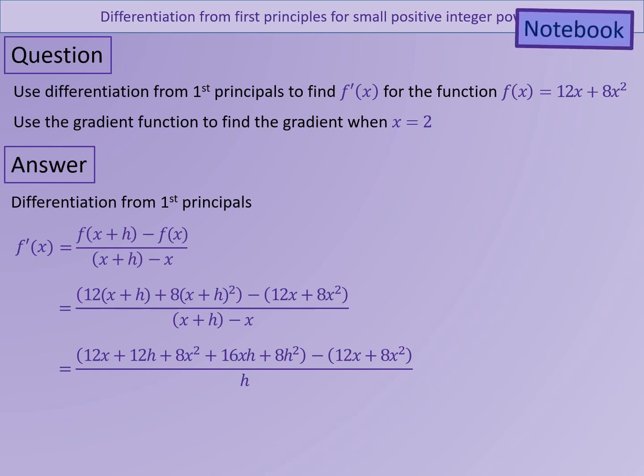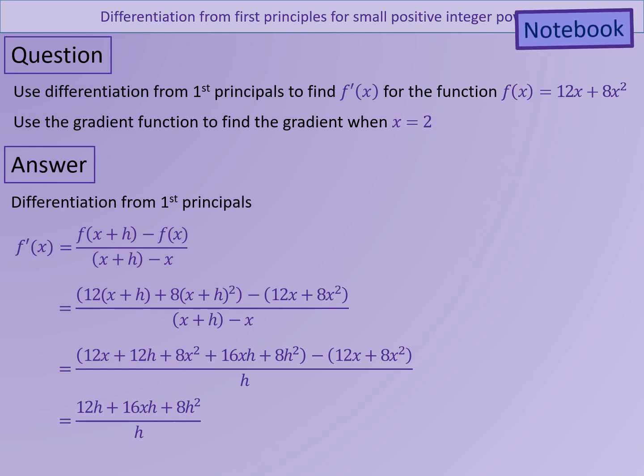And I can simplify that numerator because I know what's going to happen, because I know the rule. Anything that does not involve an h is hopefully going to cancel, and I can see that that's going to happen here. The 12x minus the 12x is going to cancel, and the 8x squared minus the 8x squared is also going to cancel, leaving me with this. So that's nice. That's exactly what I was expecting to happen.